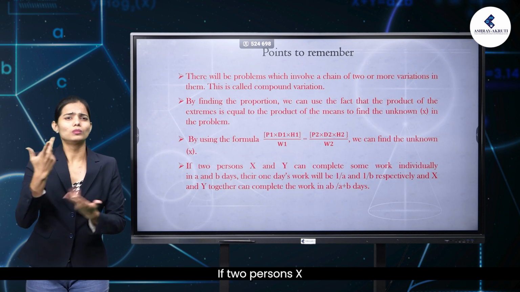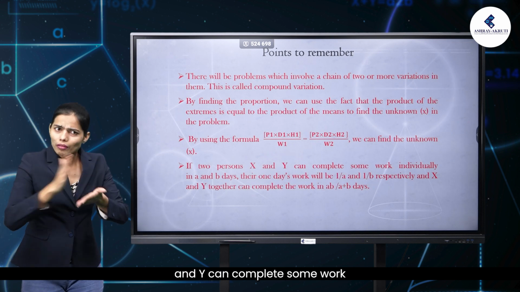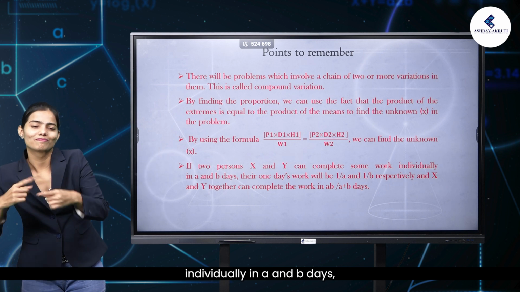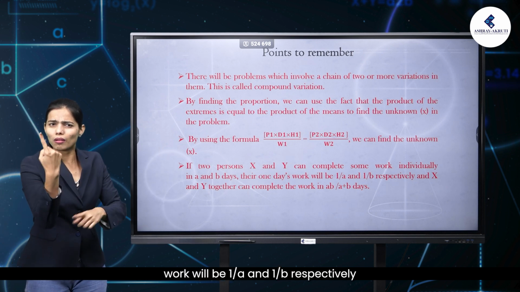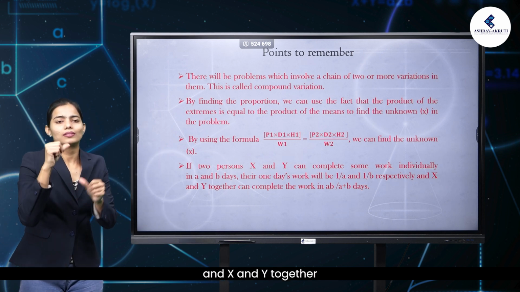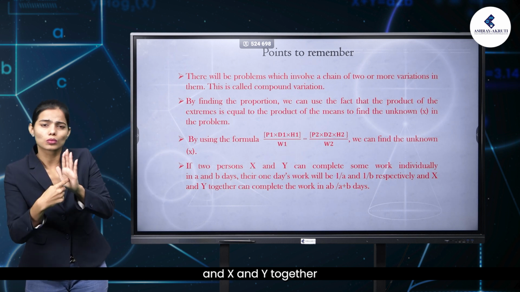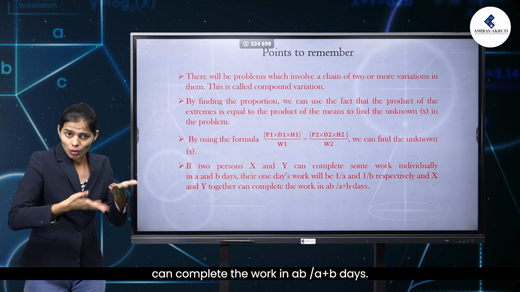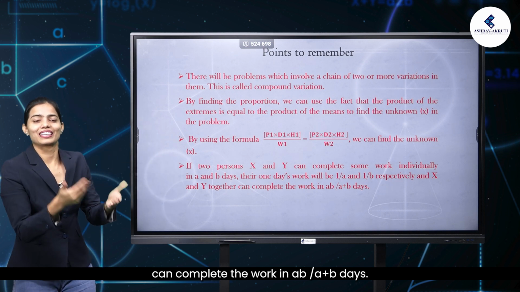If two persons X and Y can complete some work individually in A and B days, their 1 day's work will be 1 by A and 1 by B respectively, and X and Y together can complete the work in AB by A plus B days.